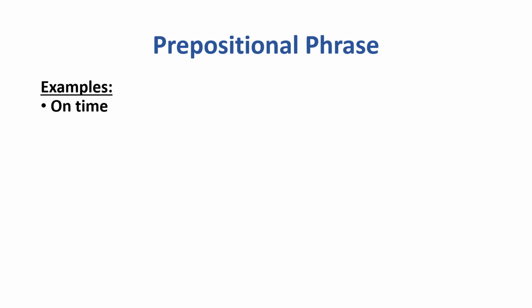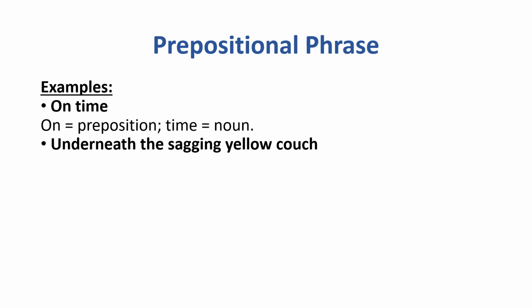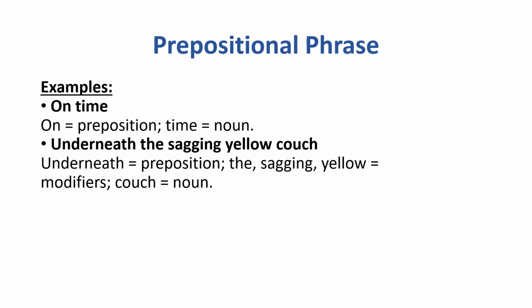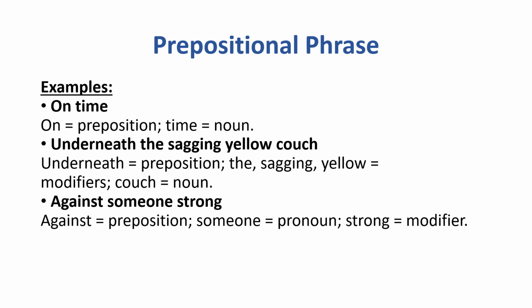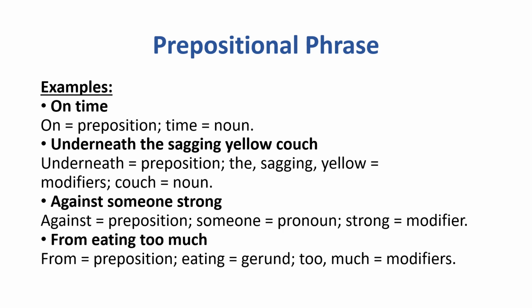Then examples include, first of all, "on time." On is the preposition and time is the noun. "Underneath the sagging yellow couch": here underneath is a preposition, the sagging yellow are the modifiers and couch is the noun. Again, "against someone strong": against is the preposition, someone is the pronoun and strong is the modifier. And "from eating too much": here from is the preposition, eating is the gerund and too and much are the modifiers.